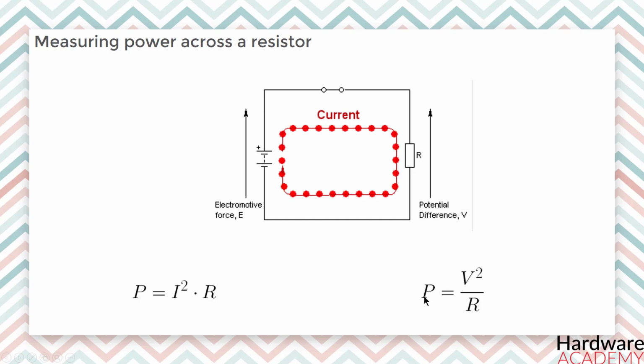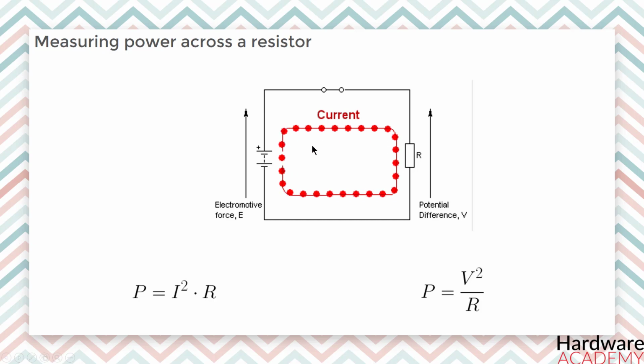Again, this is instantaneous power. It's the power that the resistor dissipates in a certain moment in time. For average power, you must take the time average of the squared voltage and divide by the resistance.